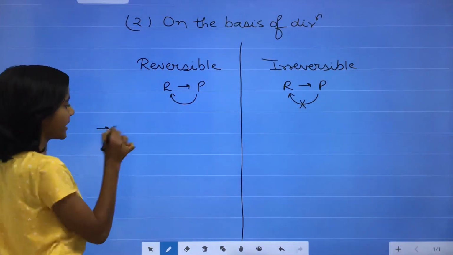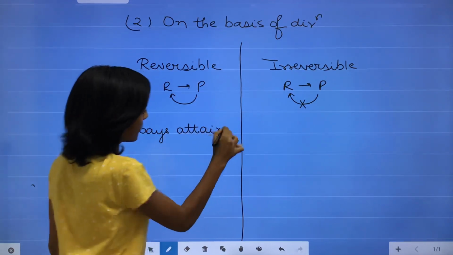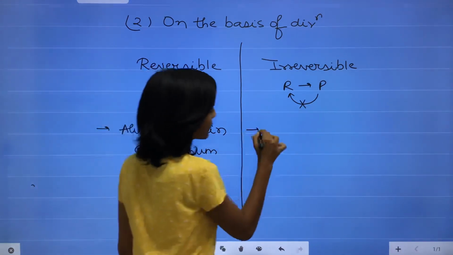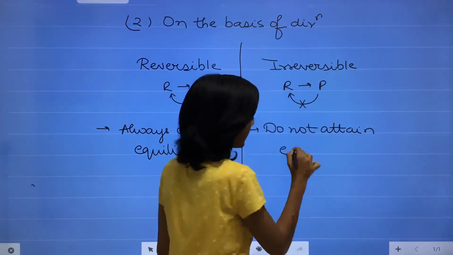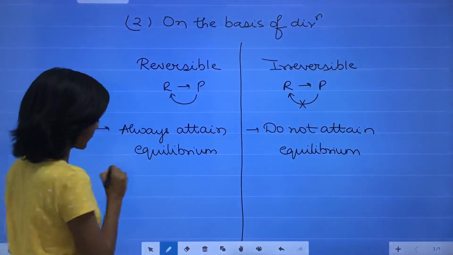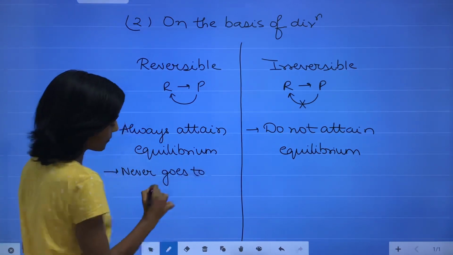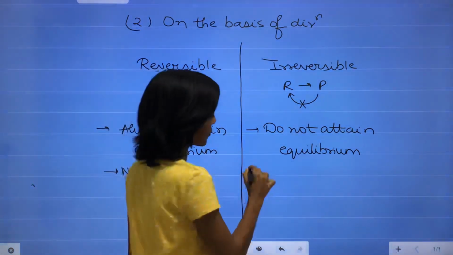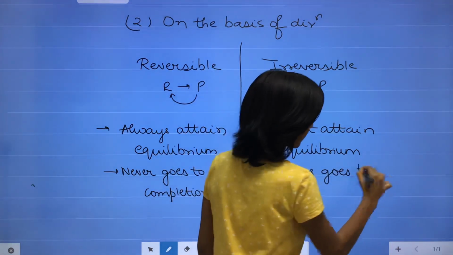And a reversible reaction always attains equilibrium. An irreversible reaction does not attain equilibrium. And a reversible reaction never goes to completion. An irreversible reaction always goes to completion.